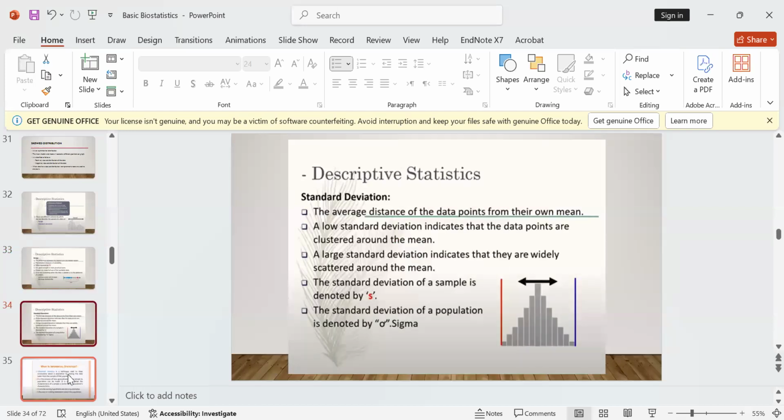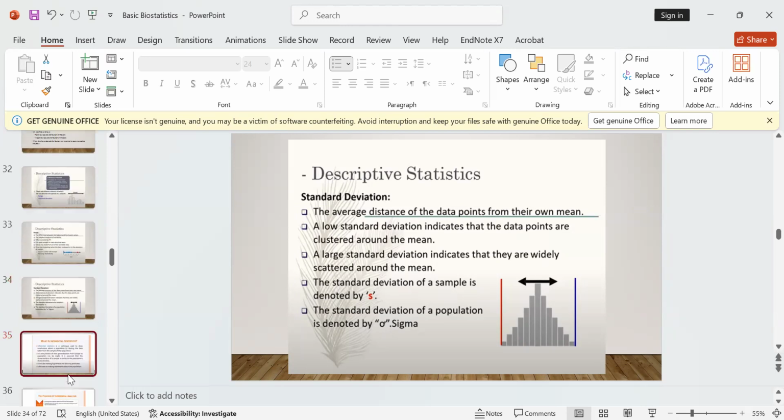Standard deviation. The average distance of the data points from their own mean. A low standard deviation indicates that the data points are clustered around the mean. A large standard deviation indicates that they're widely scattered around the mean. The standard deviation of a sample is denoted by S, and the standard deviation of a population is denoted by sigma.